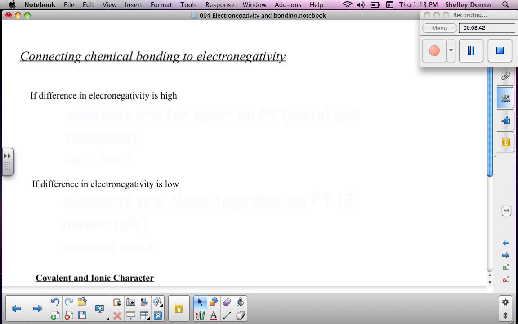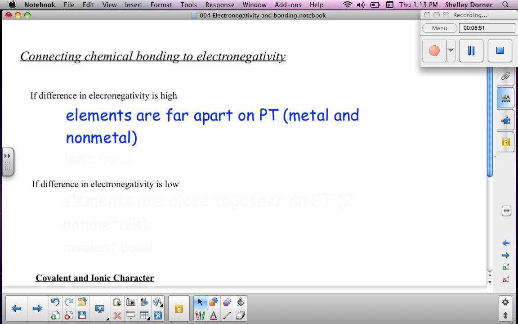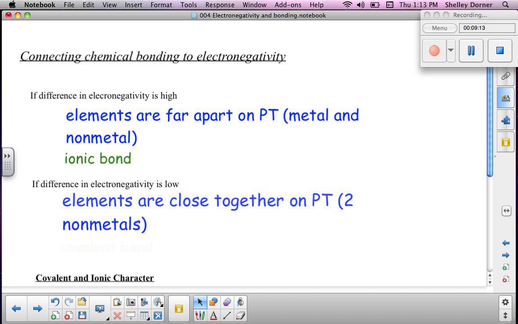We have now learned that if the difference in electronegativity between two elements is high, it's because those elements are far apart on the periodic table. For example, a metal and a nonmetal. And our very simple rule was that if you had a metal and a nonmetal, that would result in the formation of an ionic bond. We now know that if the difference in electronegativity is low, that must mean that the elements forming the bond are close together on the periodic table, or are both nonmetals. And we know that this small difference in electronegativity is going to result in a covalent bond.